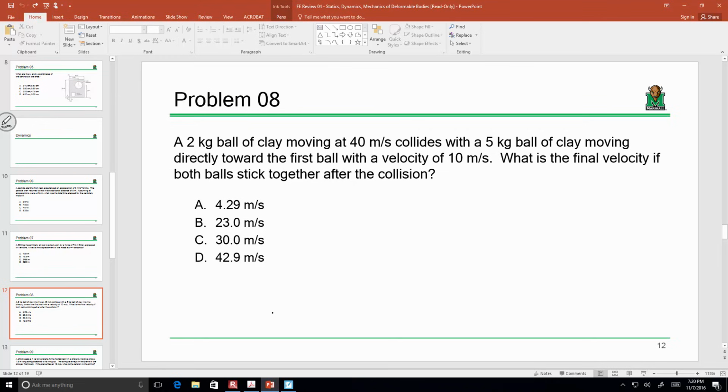All right. Now, momentum. Okay, we got a 2-kilogram ball of clay moving at 40 meters per second, colliding with a 5-kilogram ball of clay moving at 10 meters per second. What is the final velocity if both of the balls stick together after the collision? Okay, so what do we got? Let's look at this.